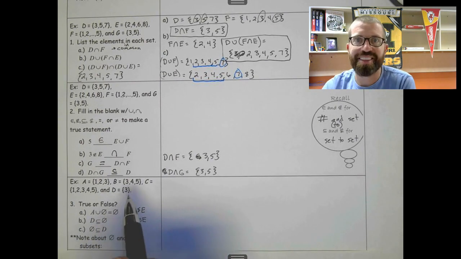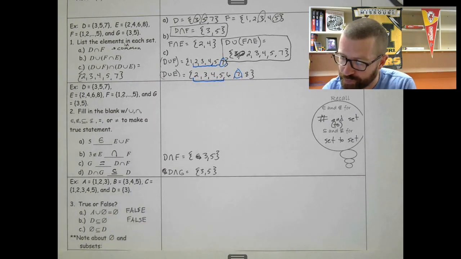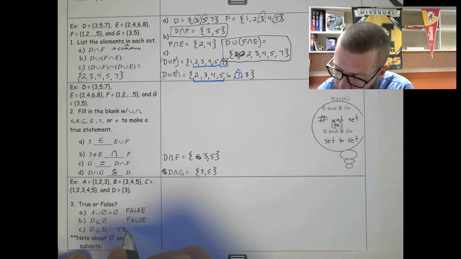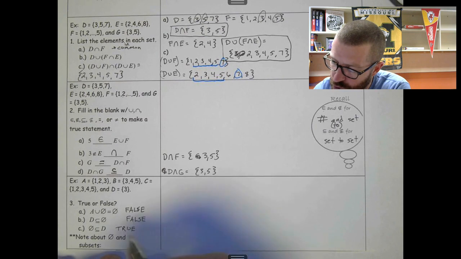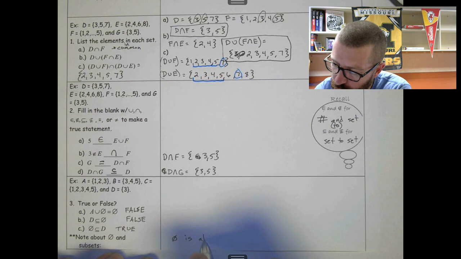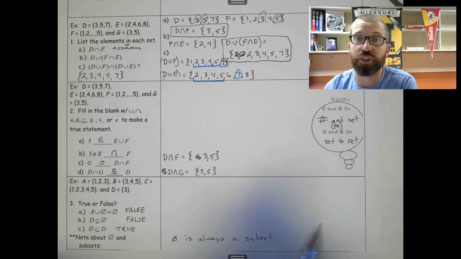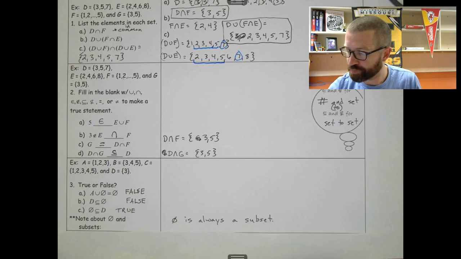Because D has an element in it, it can't be, if you will, smaller or fit inside of the empty set. However, the empty set is always, and that's that note, a subset of another set. So note about empty set and subsets, the empty set is always a subset, because a set can always contain nothing, if you will.